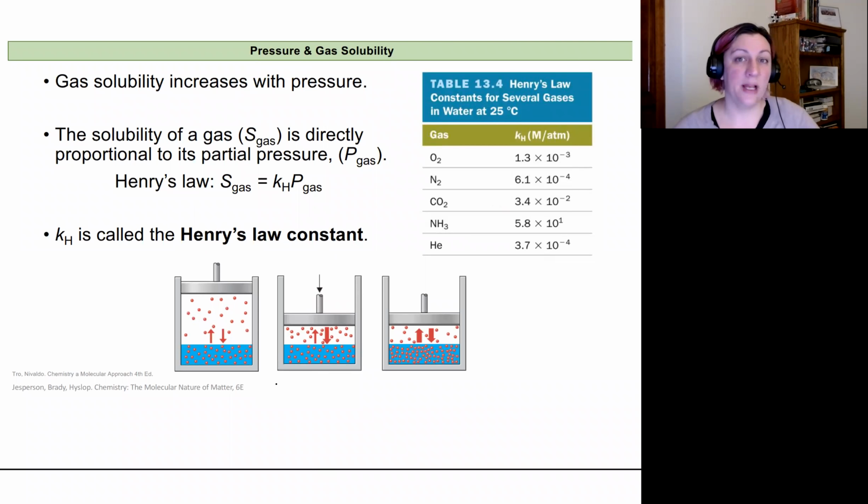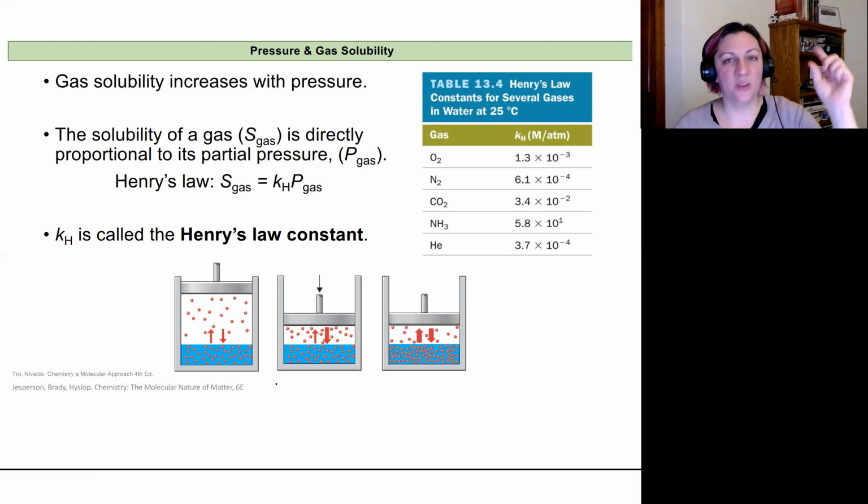Now, another way you could increase the solubility of a gas, rather than just decreasing the temperature, is to increase the pressure, right? So, a gas that is under pressure, and we talked about this with vaporization, right? We were talking about changing the volume or the pressure of a gas over a liquid. And when we increased that pressure, decreased that volume, we saw an increase in the rate of condensation.